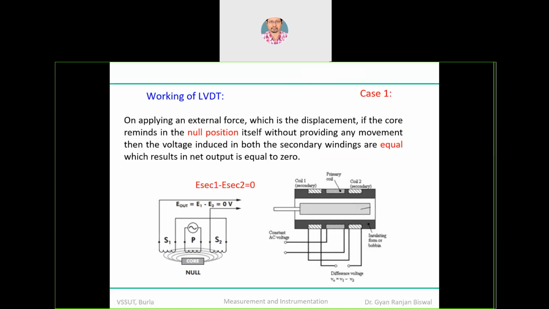So, what happens if the core remains at the null position, meaning at the center of the axis? Then it will not provide any momentum, and therefore the induced voltage in the secondary windings will be either zero or equal on both sides. If V1 is equal to V2, then V1 minus V2 is equal to 0, and the net output you are getting is 0. So that means no E output, that means no induced output in this condition.